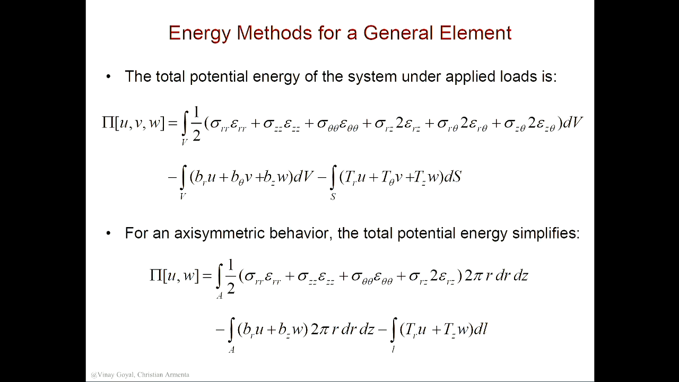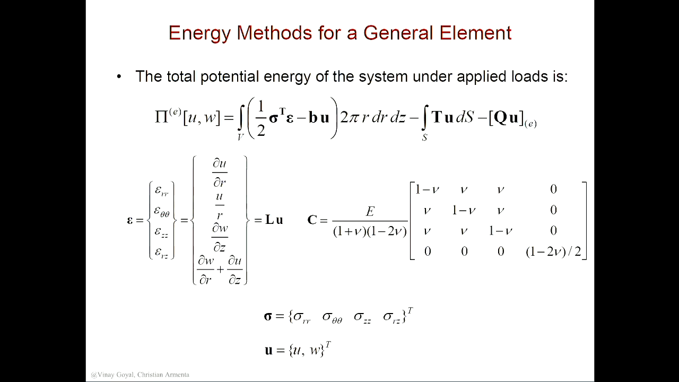All right, and so let's look at total potential energy. This is the total potential energy in compact form. So there's a row of stresses because it's sigma transpose. Strain is a column, and then you have B bold, U bold, and so forth. And again, you see here this 2 pi r dr dz. So we've already integrated in the hoop direction. We've eliminated the hoop direction out of the integral. So now these integrals are area integrals.